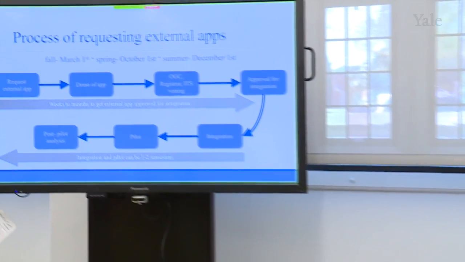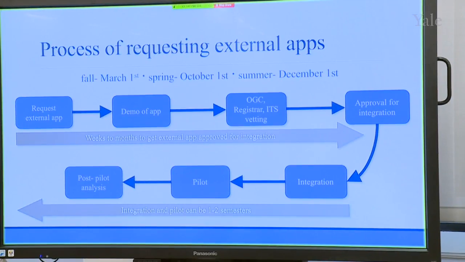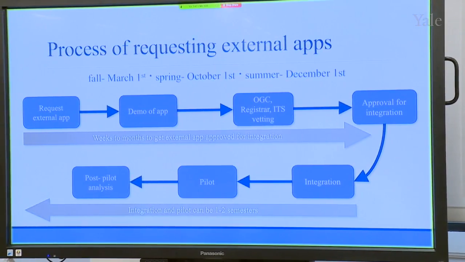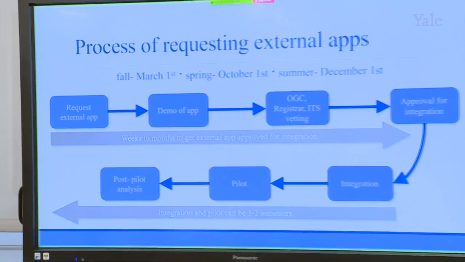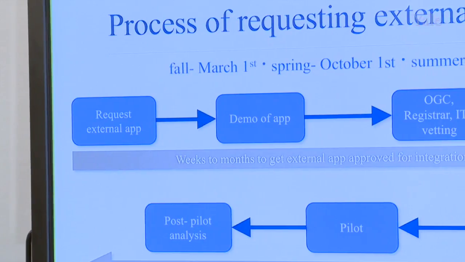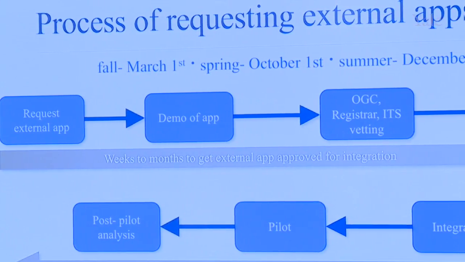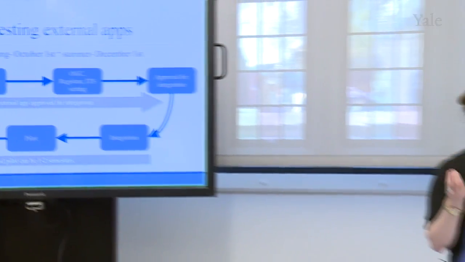We also want to talk about the process of requesting external apps. There's a lot of technology out there that can help your teaching, and we know that it can be almost overwhelming to look at all of the technology available to you. So there is an external app request form that you can fill out saying, hey, I heard about this technology, I think it'll be beneficial, can we integrate it? That is step one, and we do have deadlines. For fall, you would have to request the external app by March 1st. Spring is October 1st, and summer is December 1st.